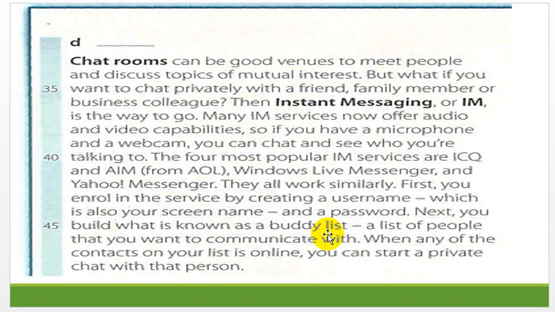The four most popular IM services are ICQ and AIM from AOL, Windows Live Messenger, and Yahoo Messenger. They all work similarly. First, you enroll in the service by creating a username, which builds what is known as a buddy list. What is a buddy list? Here is the meaning of buddy list: a list of people that you want to communicate with. This is called a buddy list. When any of the contacts on your list is online, you can start a private chat with that person.